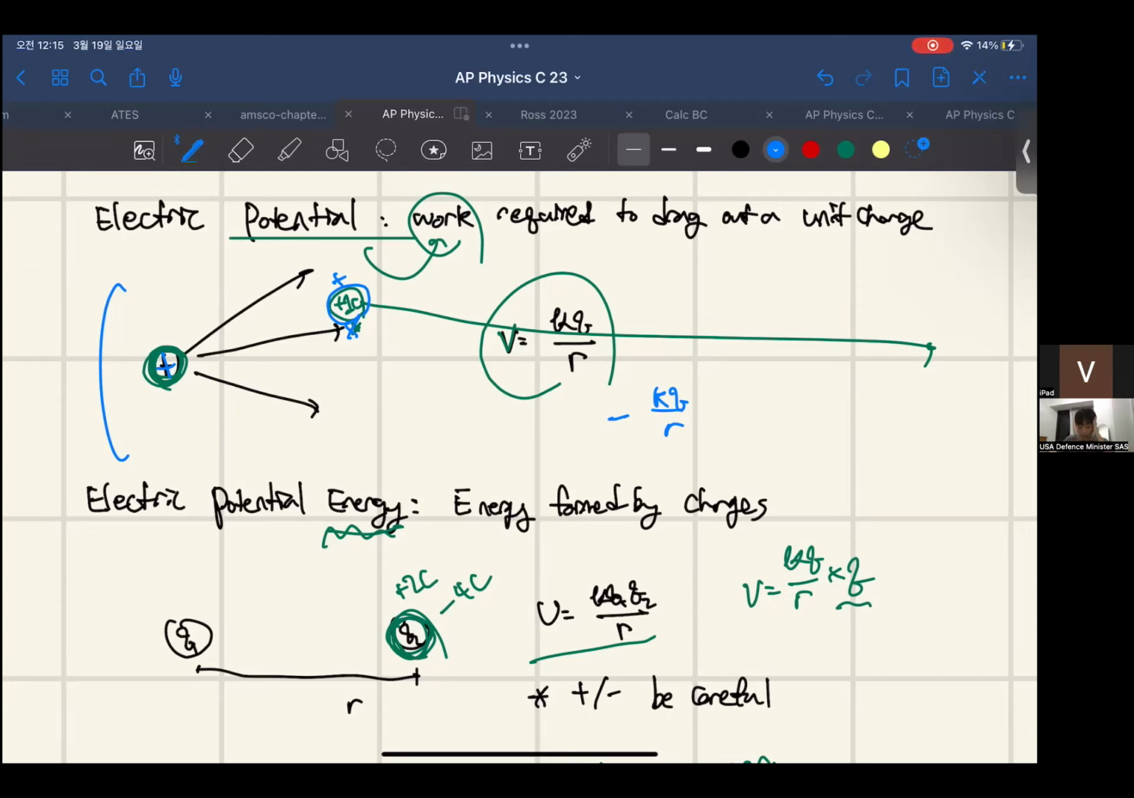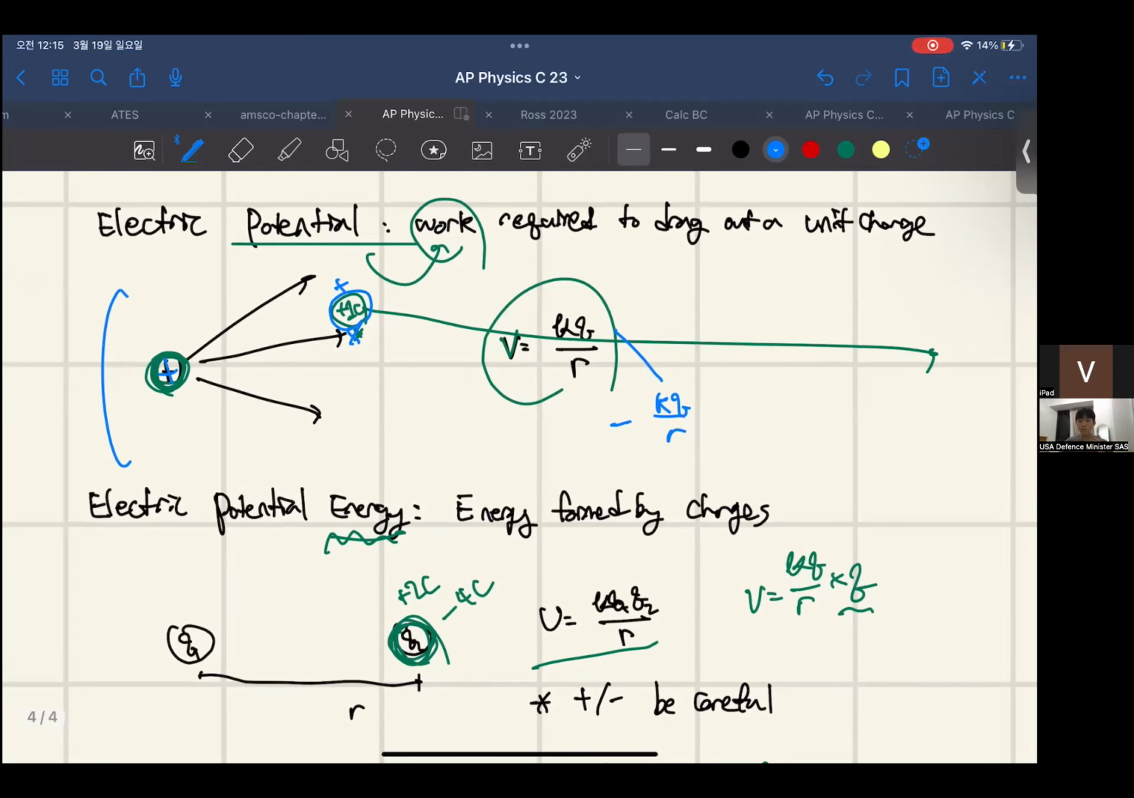Now, you don't have to memorize two formulas, plus kq over r and negative kq over r. Just know that the magnitude of work is kq over r, and you can decide the negative or positive sign depending on whether the two charges, the unit charge and the center charge, are the same charge, like both positive, or are they different?